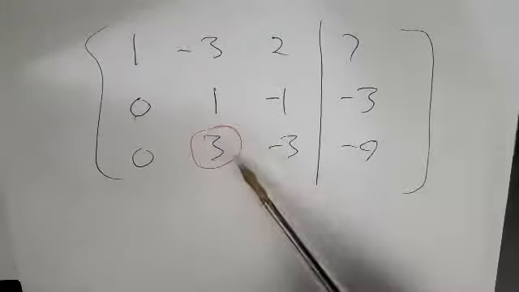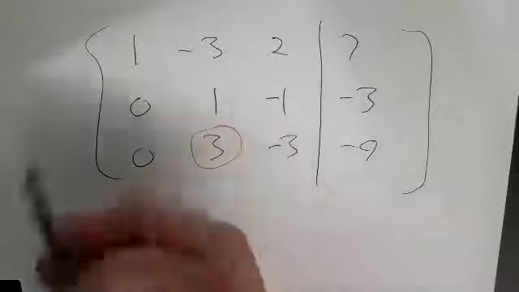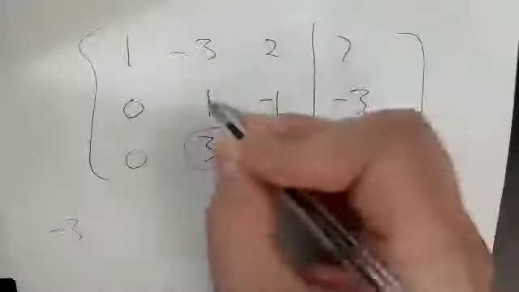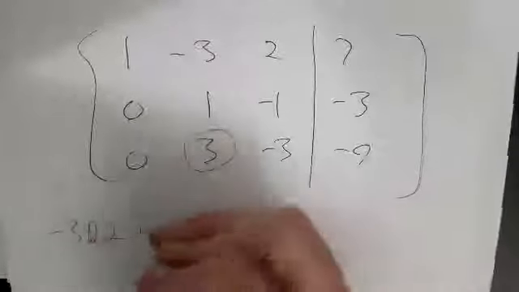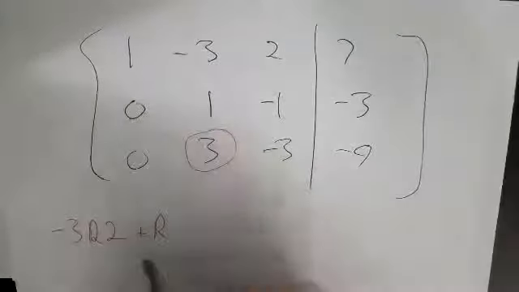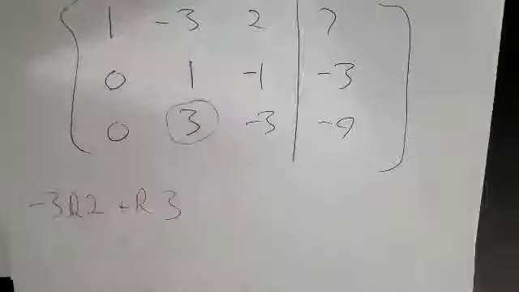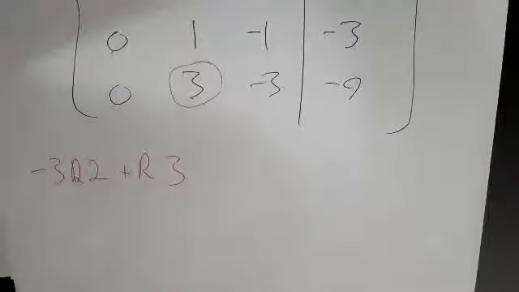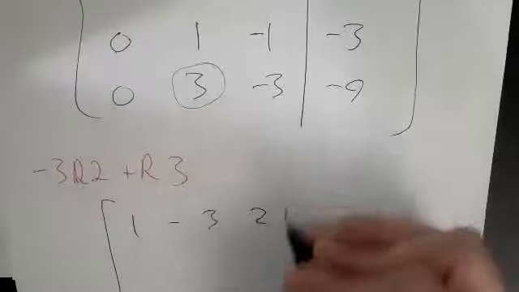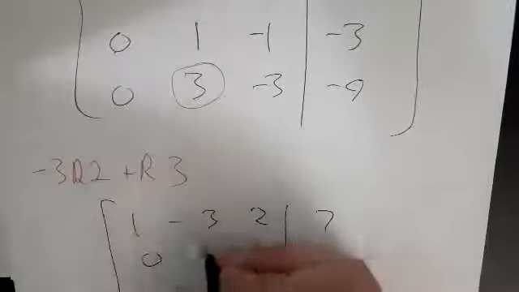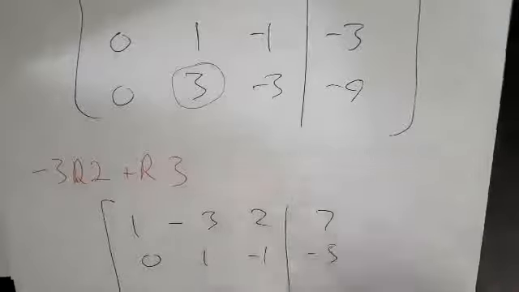You could multiply row 2 by negative 3 and add it to row 3. You made this into a unit, so use that, right? Row 2 plus row 3, sorry. Row 3 is what I'm doing. So the first row stays the same. I'm not touching it. 1, minus 3, 2, 7, 0, 1, minus 1, minus 3 stays the same.